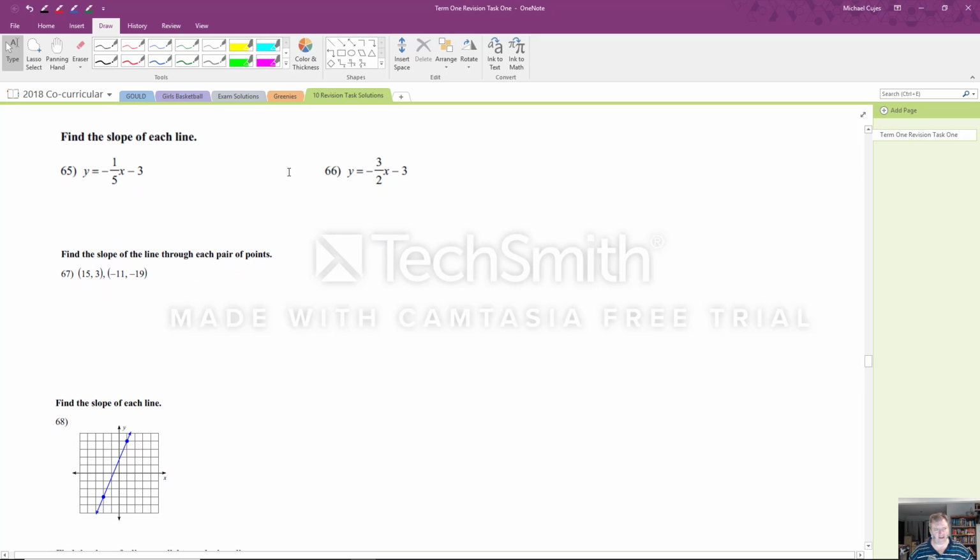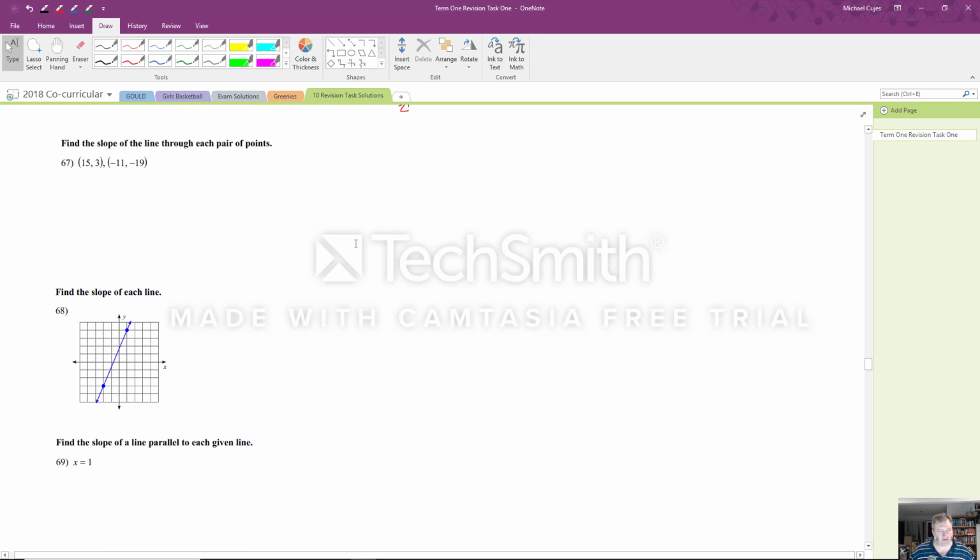Find the slope or the gradient of each line. This is in y equals mx plus c form. So my slope, my gradient is -1/5. Next one here, the gradient is -3/2. Nice and easy.